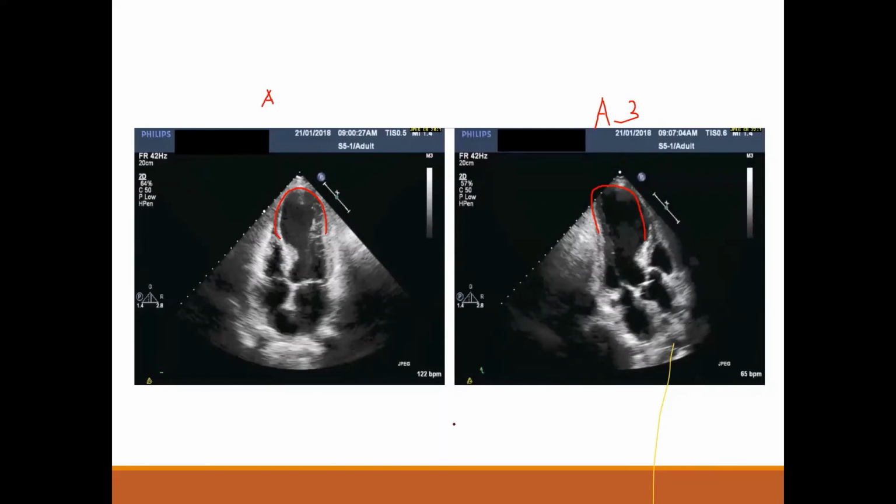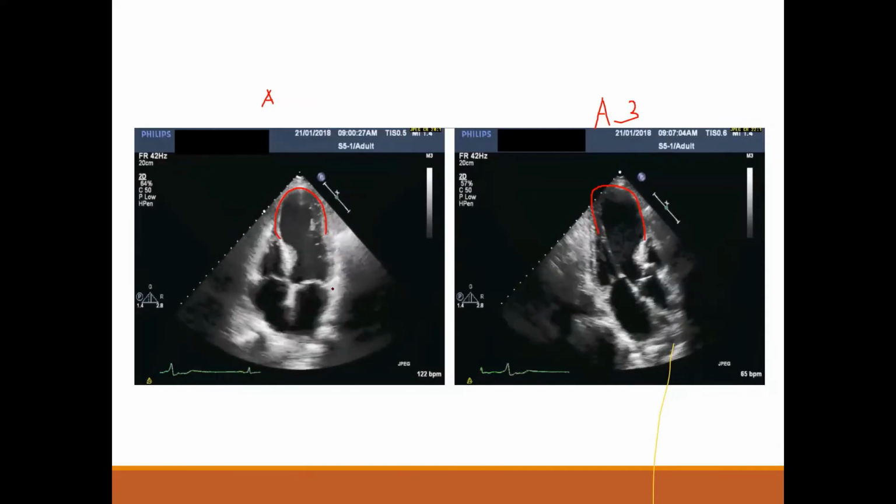Showing apical and anterior and apical septum and mid septum and lateral wall hypokinesia. Right. Now you are describing many segments. Let's find out.